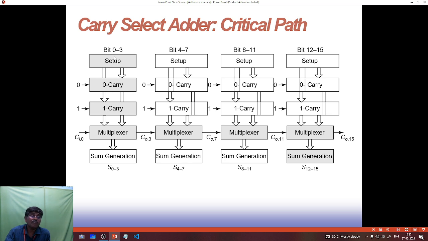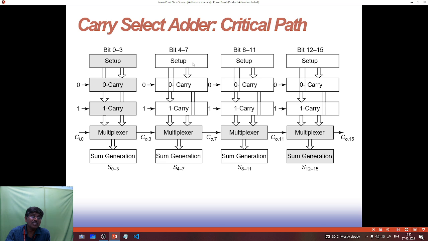Now when the setup is high, what happens? It will check whether there is any carry. If the carry is 0, it will be processed here; if 1, it is shifted here to the next block, and the multiplexer will select the final output to the next multiplexer. So finally we get the sum generation.